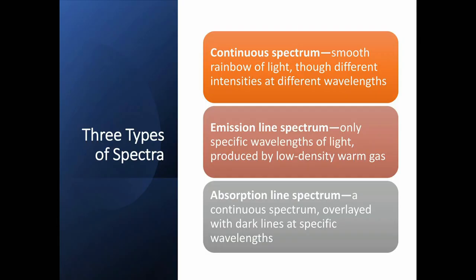And then absorption spectra are also usually from a gas, but it could be some other material that's in between you and the source of the continuous spectrum, and that gas is absorbing some of the light from the continuous spectrum. And so these will be dark lines or dips in your continuous spectrum.